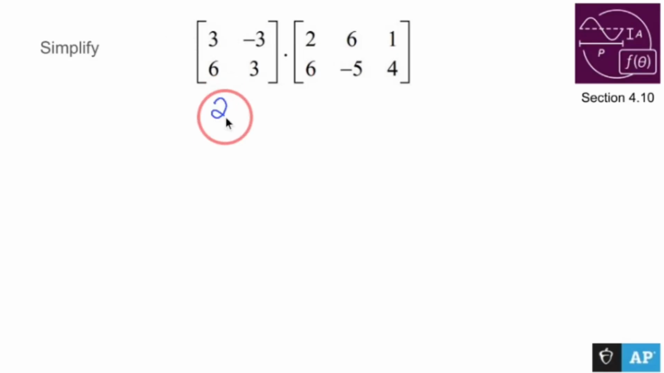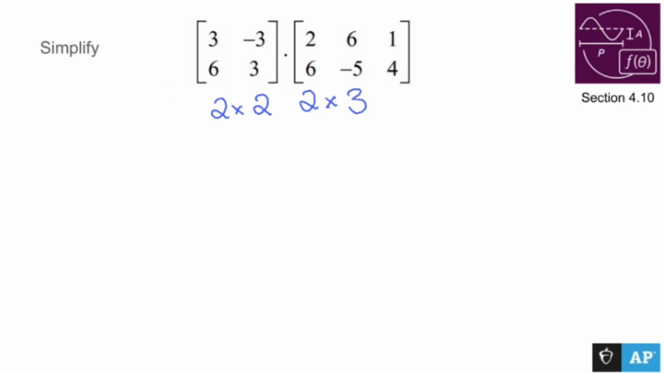Simplify this 2 by 2 matrix multiplied to this 2 by 3 matrix. Now, in order to make sure you can do this, you have to check the dimensions. Where did I get 2 by 2 from? There's 2 rows, this guy and that guy, and 2 columns up and down. This guy has 2 rows, left, right, and 1, 2, 3 columns up and down.